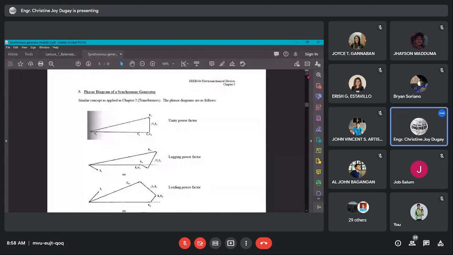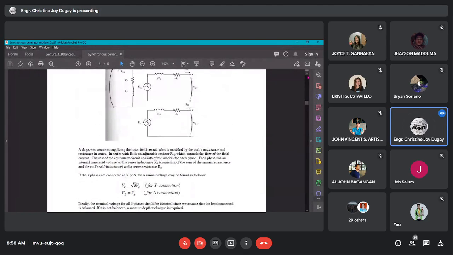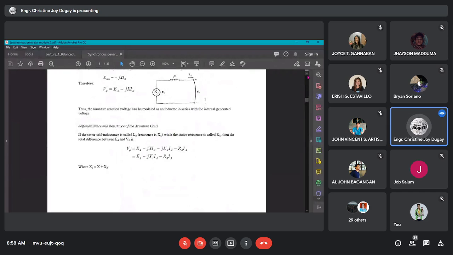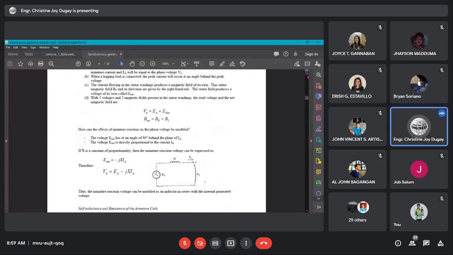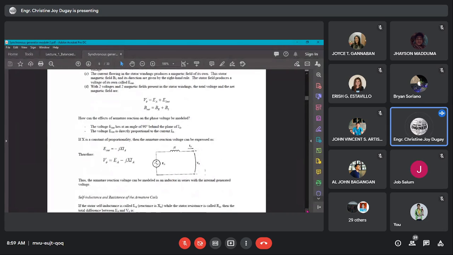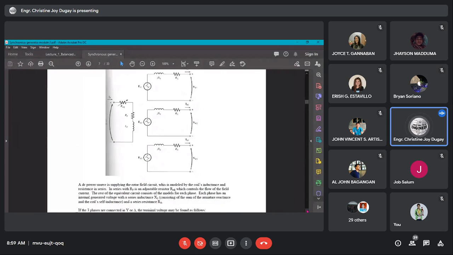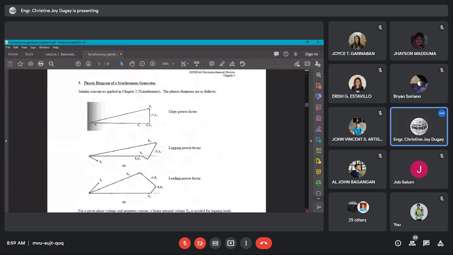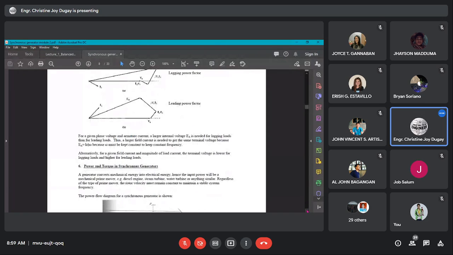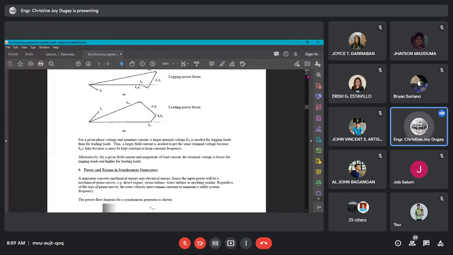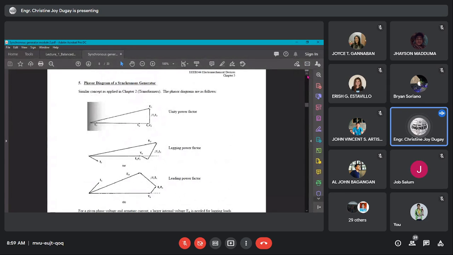Number 4, which is the circuit diagram. This is the last part of our discussion. So let's continue with the loads, whether that is unity power factor, lagging power factor, or leading power factor. This is the phasor diagram of a synchronous generator.